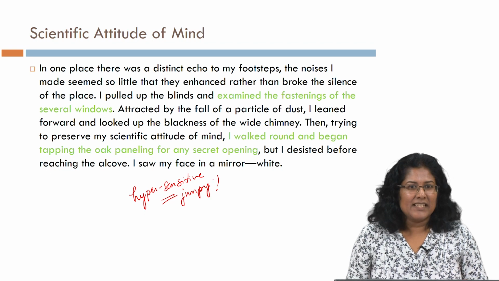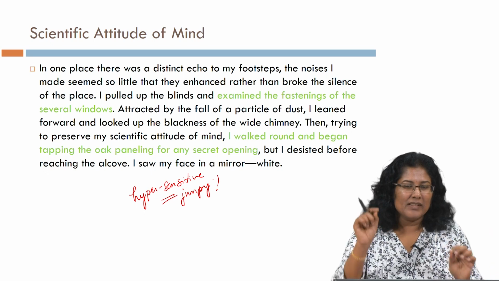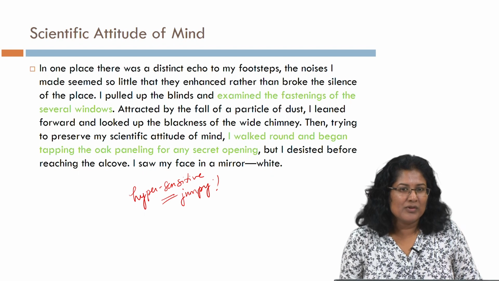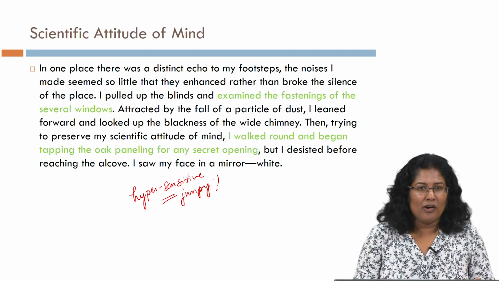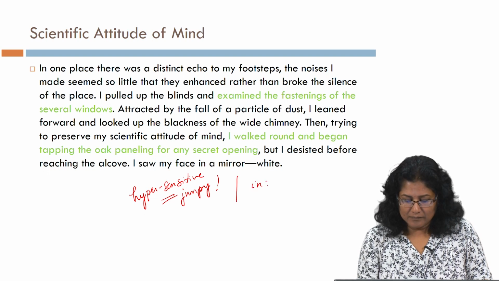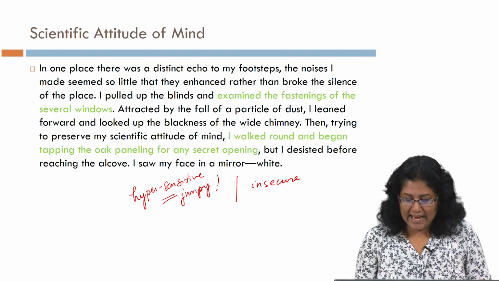So what he does is he pulls up the blinds again and examines all the hooks and the fastenings of the windows to make sure that everything is secure. So what does this imply? He feels very insecure. He is troubled. He is anxious.